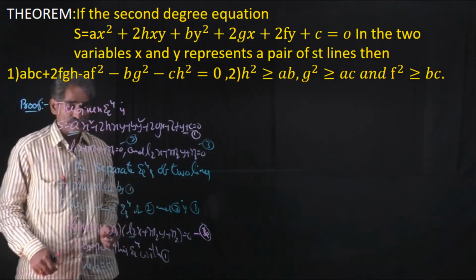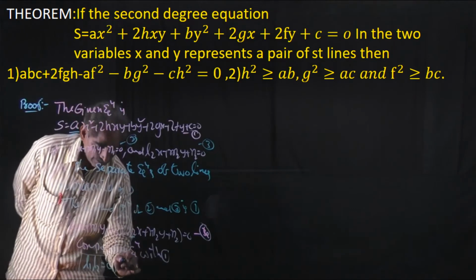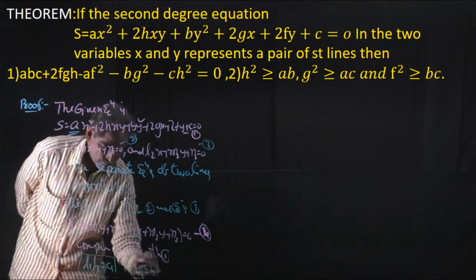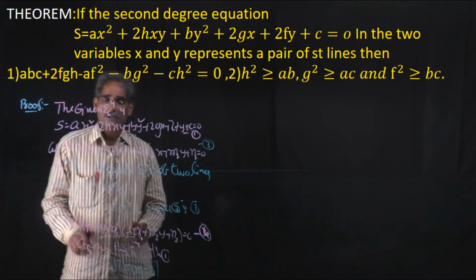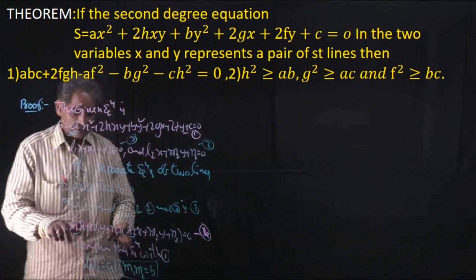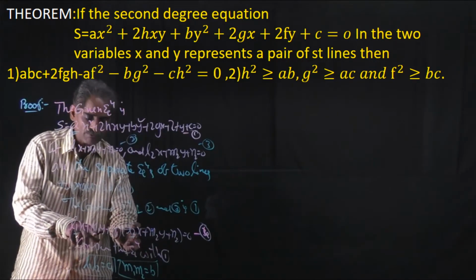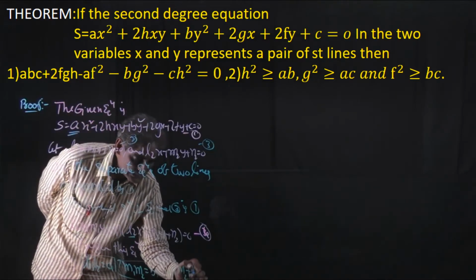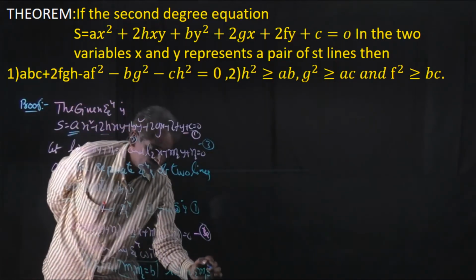Next, what is the y square coefficient? M1 M2 is the y square coefficient, here y square is b. M1 M2 equal to b. Next, xy coefficient. Here xy means L1 M2 xy plus L2 M1 xy. That means L1 M2 plus L2 M1 is equal to 2h.